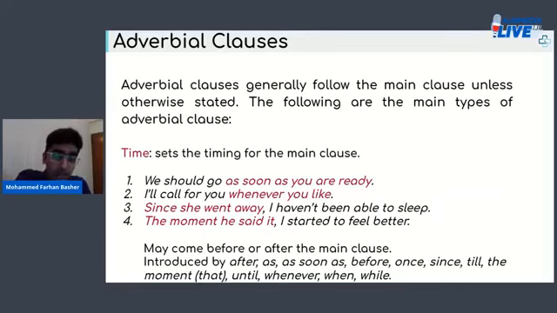I'll call for you whenever you like. Whenever is, of course, another adverb giving an idea of time. Just when you like, I will call you. So I'll call for you whenever you like.